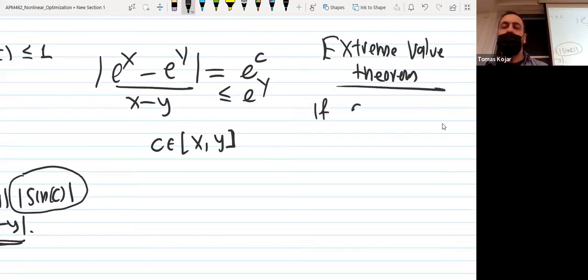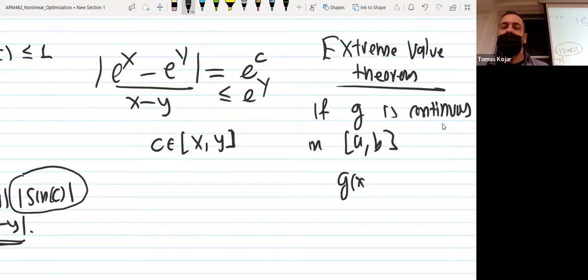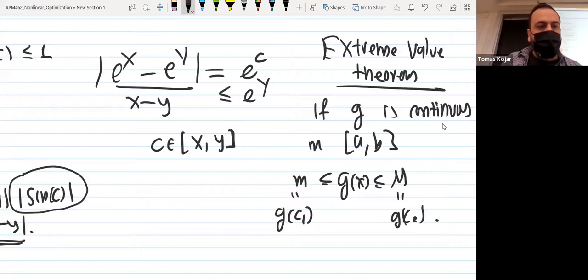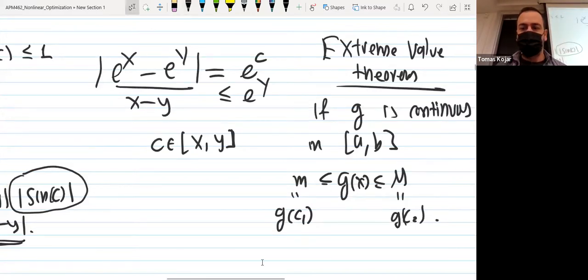So if g is continuous in [a, b], then you have that little m is less than or equal to g of x, which is less than or equal to big M, okay? And it actually attains it, at c1, c2. Okay, so yeah, that's the result we need. Any question, Zoom? You can ask.